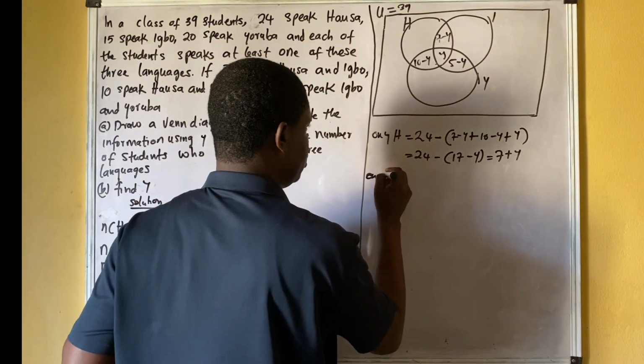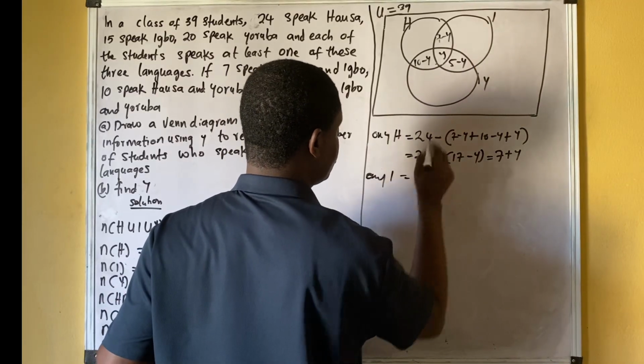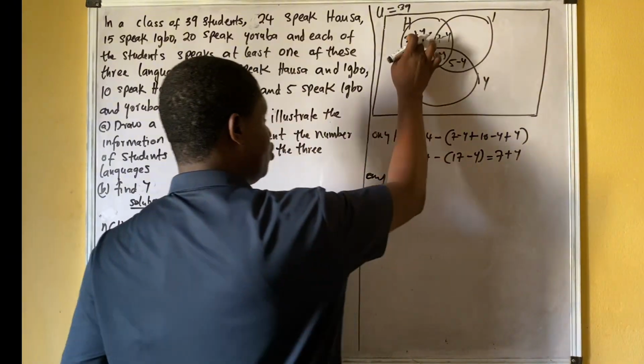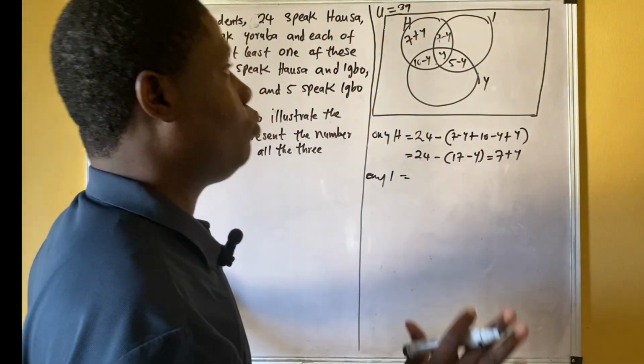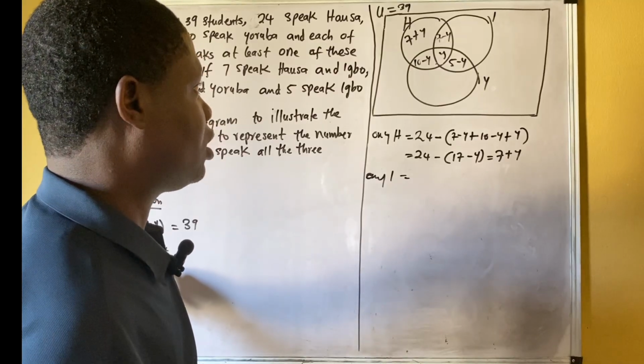So only, let's look for those who speak only Hausa. So here will be 7 plus Y. This is the number of those who speak Hausa only, without speaking Hausa and Igbo or Hausa and Yoruba or all the three languages.